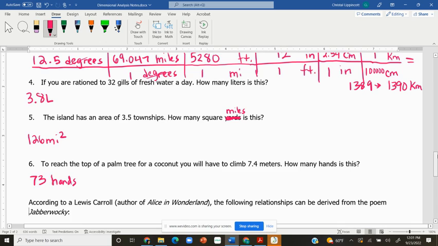Did I only need to go that far then? Yep, it's square miles though. Oh. Square miles are right there, yeah, so it's just miles squared. Okay, that's it for that one.